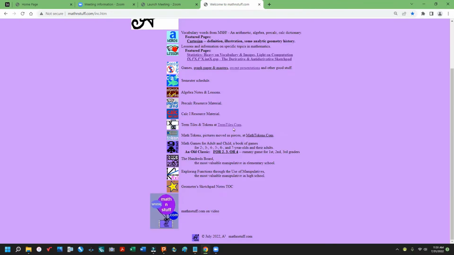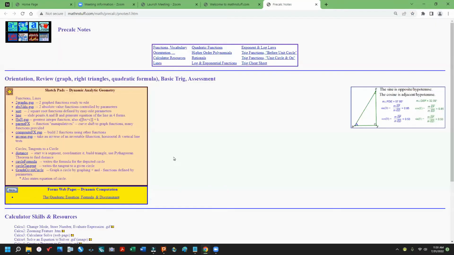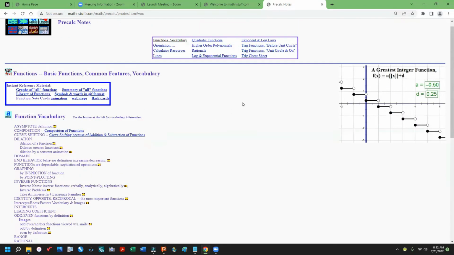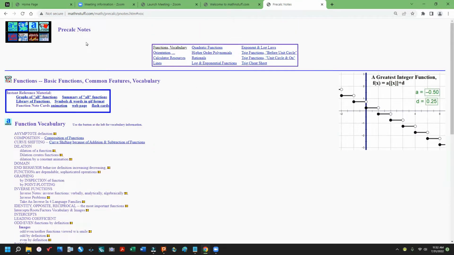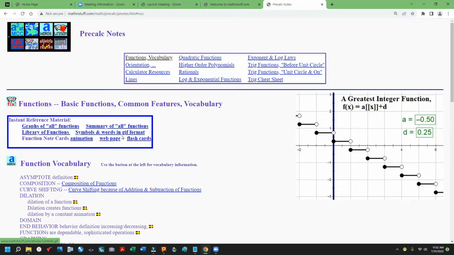Back to the home page. Let's go to Precalc first. Functions is what I'd like to look at first. And in functions, you have instant reference material. Let's make it bigger. Here you go, instant reference material.